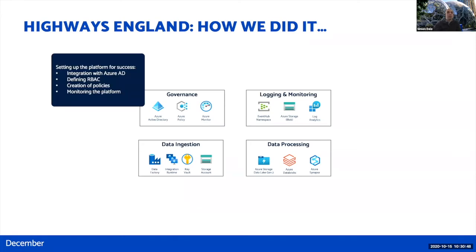So we started off setting up the platform for success. So identity was all managed through the Azure AD, which is really brilliant from a service point of view, because the user lifecycle then is managed outside of a data platform. It's managed by central Highways England teams that onboard users, move users around teams that deal with third parties. So it takes a lot of that identity management out of the platform, and we're separating things into the right areas.